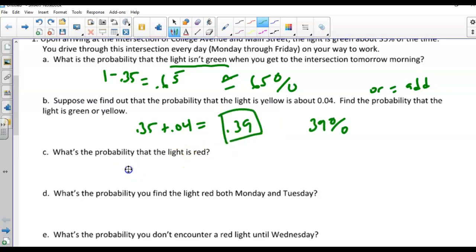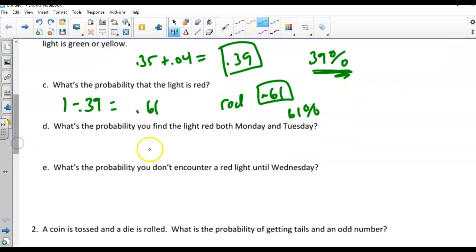Alright, what is the probability that the light is red? Well, let's look at it. The light is green or yellow 39% of the time. So if I figure out what's remaining, that would be red, right? So if I do 1 minus 0.39, that's going to be 0.61. So that means it's red 61% of the time, 0.61 or 61%.